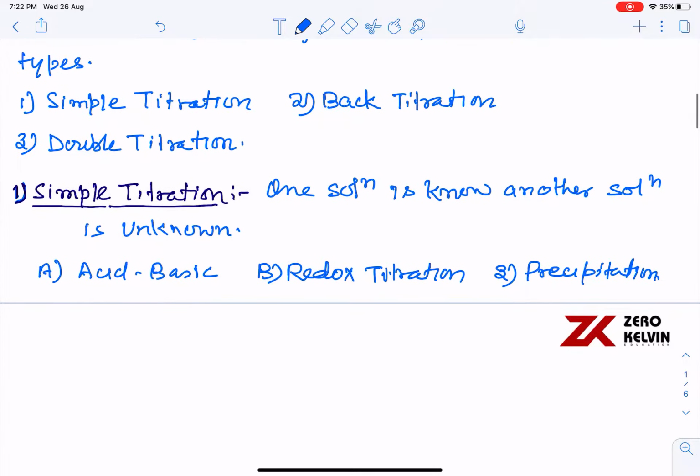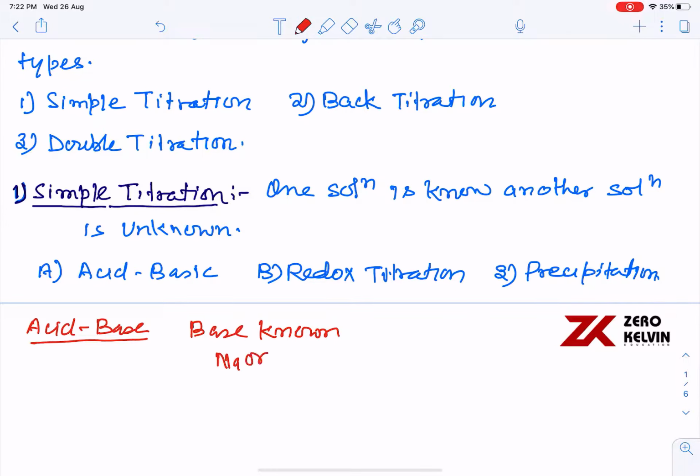सो सबसे इजी सबसे पहले जो है वो है एसिड बेस टाइट्रेशन. So let's start with the acid base titration. In acid base titration suppose एक एसिड अननोन है और एक बेस नोन है. तो बेस suppose we have taken known solution, say aqueous NaOH, right, solution of NaOH, and this is known. Concentration, say molarity is known, say 1 molar.